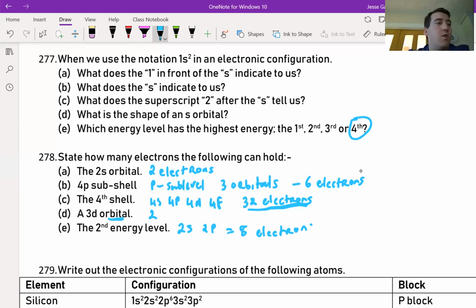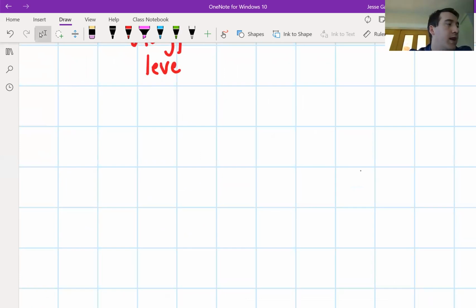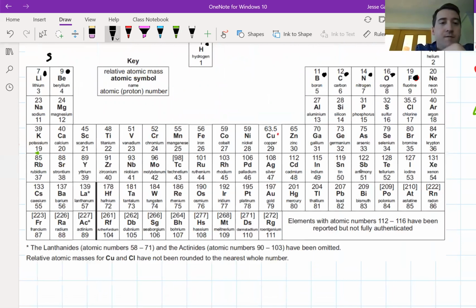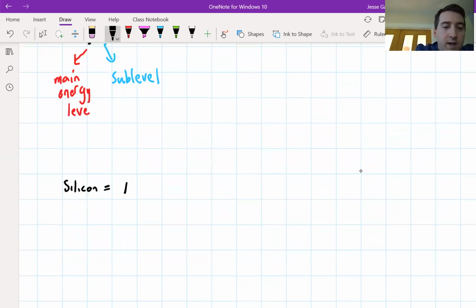Good. Now I'm going to model for you one more electronic configuration, and the one that I'm going to do is silicon. The first thing you need to do for silicon is find out how many electrons it has. So go back to my periodic table, find silicon. I'm going to clean off all the black marks and start again. So silicon with a red marker is here. There's silicon. So I have 14 protons, so therefore I've got 14 electrons.